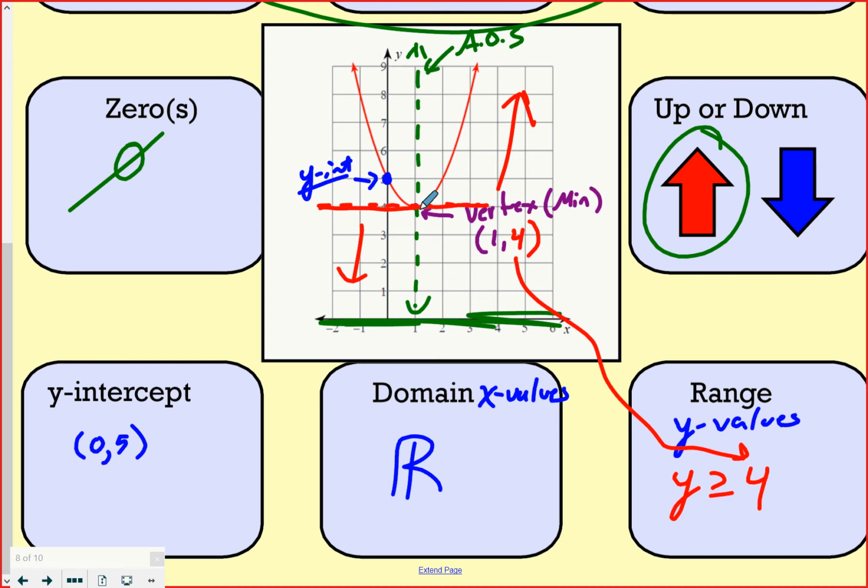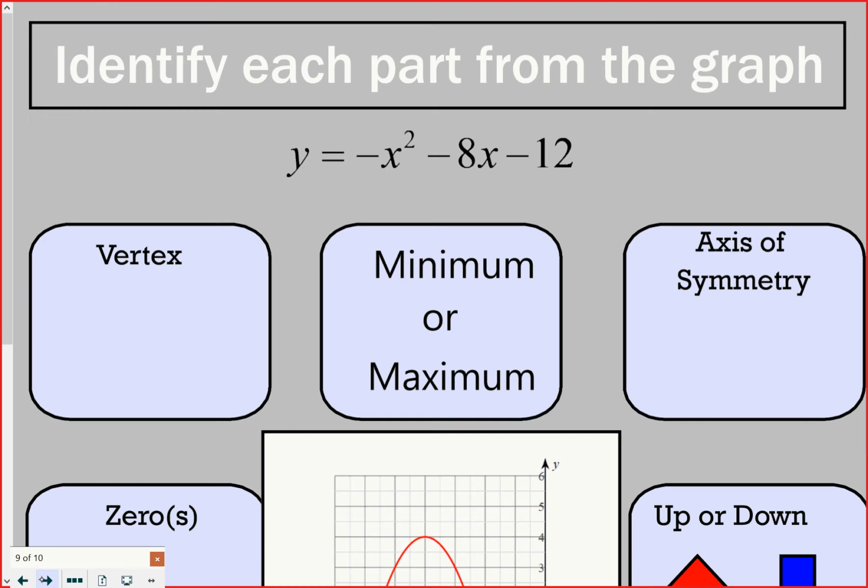So let's go ahead and do another example. All right. So once again, I'm looking at this. I have the equation y equals negative x squared minus 8x minus 12.